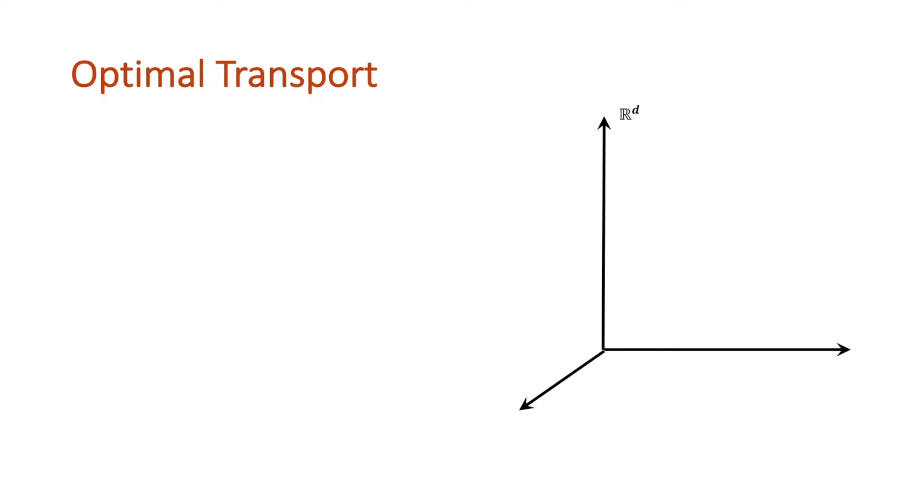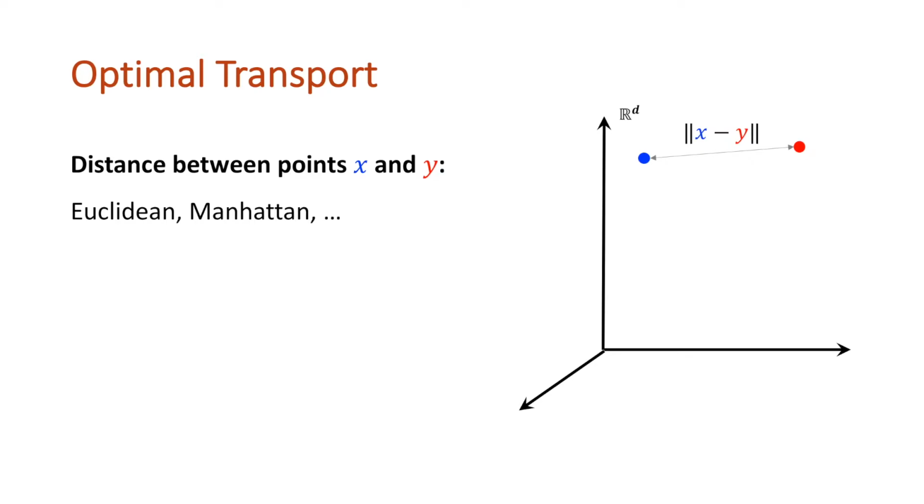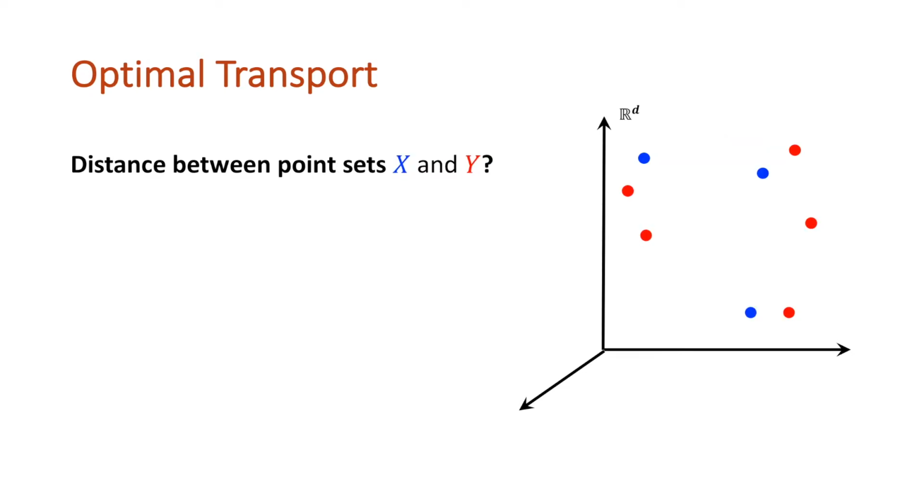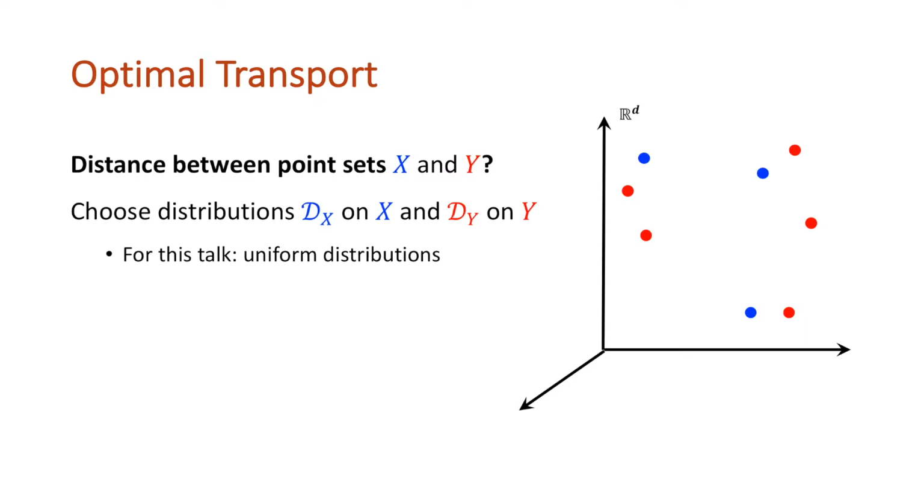Let's define optimal transport. First, suppose we have 2 points in R^d. We have many standard ways to measure distance between them: Euclidean distance, Manhattan distance, and so on. But what happens if we want to measure distance between 2 sets of points? So we have a blue set capital X and a red set capital Y, and we want to define a notion of distance between the sets. So we are going to choose a distribution over each one of the sets, and for this talk they are going to be uniform distributions, even though in general they don't have to be.